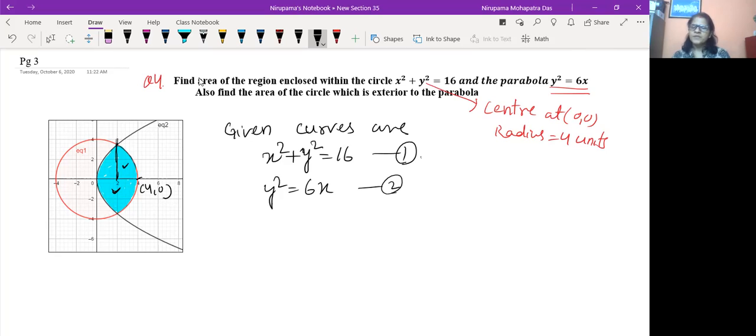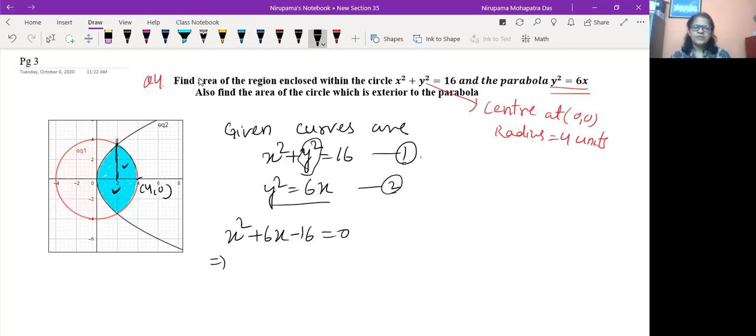So accordingly we have shaded it. Third step is finding limits. So in finding limits we have to solve the equations. Now y square equal to 6x, here y square can be replaced. Now substituting y square equal to 6x in equation 1. So x square plus 6x minus 16 equal to 0.